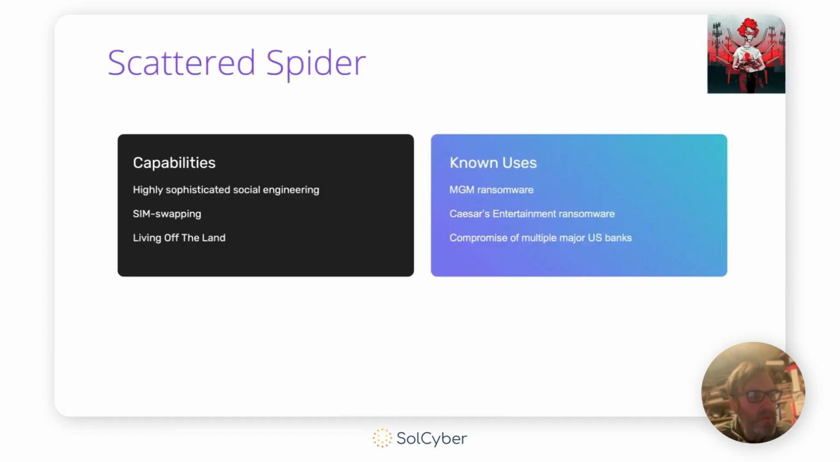Today, we hear a lot about Scattered Spider. Now, Scattered Spider is not somebody that has a piece of mercenary spyware. They don't need it. They are highly sophisticated social engineering people that will use SIM swapping and smishing, essentially, to live off the land. We've seen them start at the mobile device in things like the MGM ransomware attack, Caesars Entertainment ransomware, and compromise of multiple major US banks doing this.